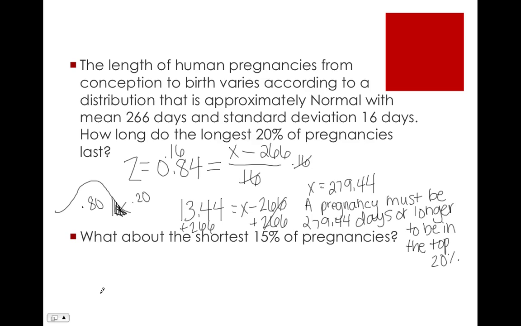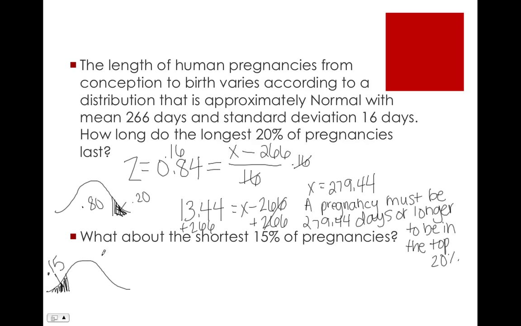Okay, let's go ahead and start by drawing our picture. Shortest 15% is over here. Okay. I don't need to subtract it from 1 because this is already a left area. This is already to the left. And I also know that this is going to be a negative z-score because this is below the mean. Shortest 15% automatically puts me below the mean.